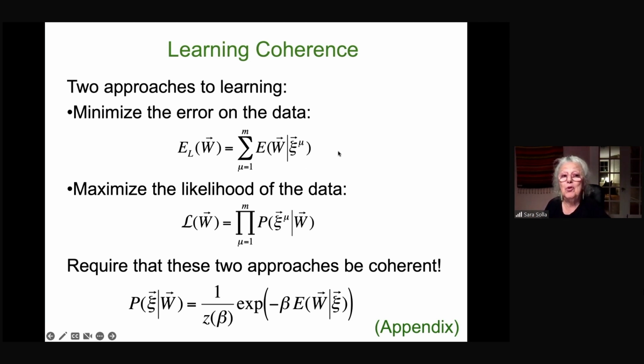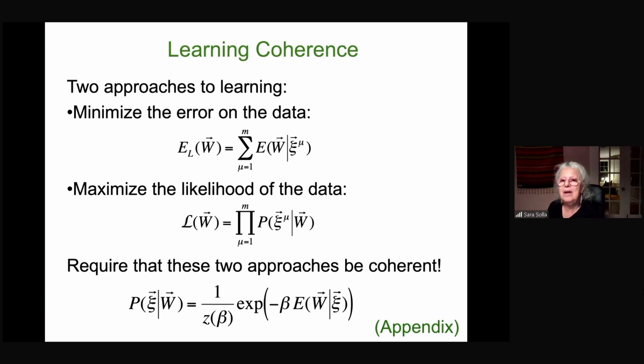There are two possible approaches to learning. One of them is, let's compute the error on the training set. What is the error that network W makes on example mu? Sum from mu equals 1 to n. That's the learning error. I could also think of the likelihood of the data. I would say, what is the probability of the muth example? And multiply that from mu equals 1 to n. I could run an optimization algorithm that minimizes the learning error, or I could run an optimization algorithm that maximizes the likelihood of the data.